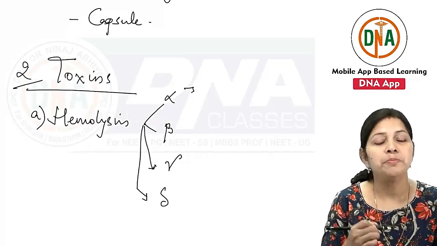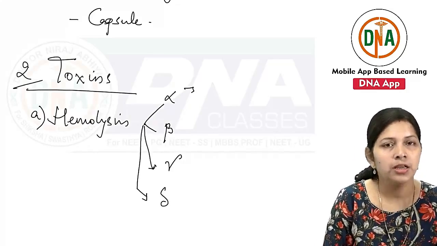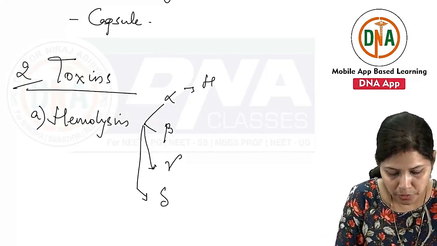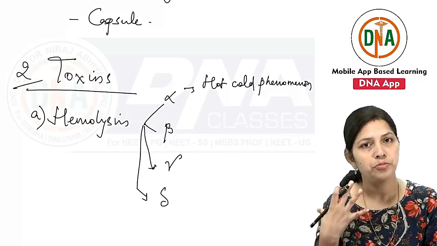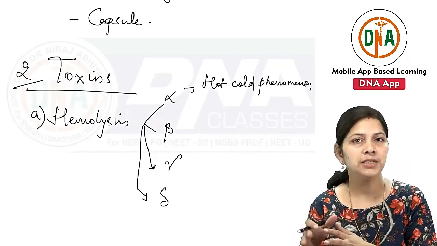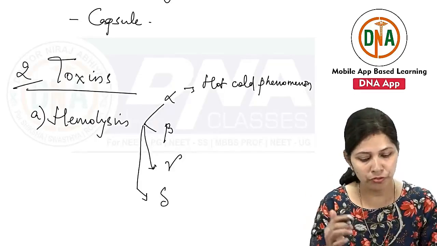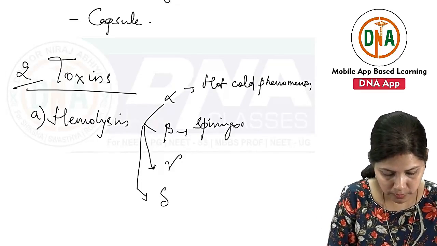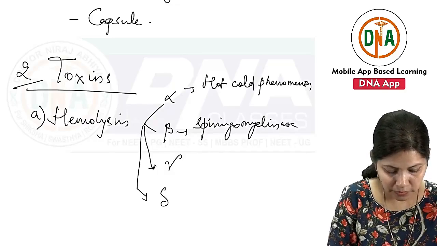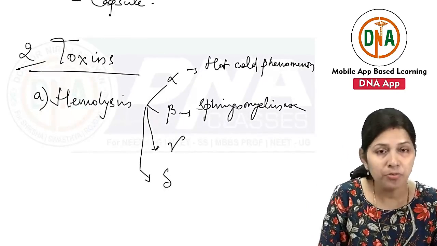Alpha is also known as a paradoxical toxin for paradoxical reactivation because it exhibits hot cold phenomenon. All these are asked in MCQ, so it is important to note here that at 70 degrees centigrade it becomes inactive. Again on high temperature it becomes activated, so showing hot cold phenomenon. Beta is a sphingomyelinase, which is toxic for the red cells, and gamma is made up of two parts.